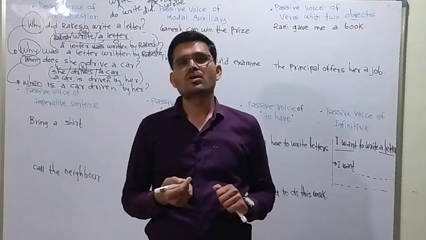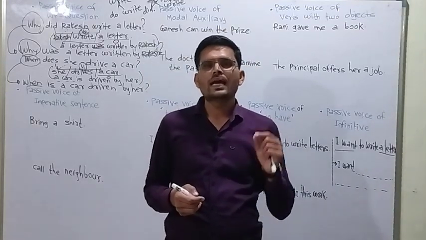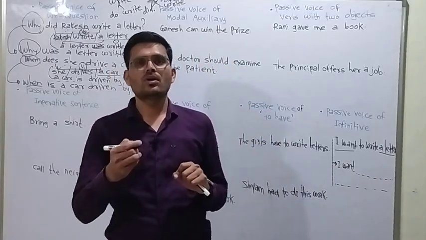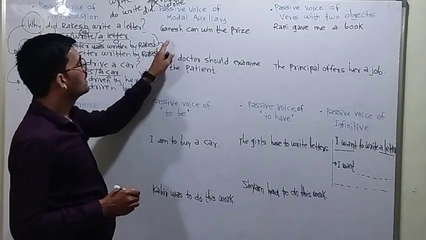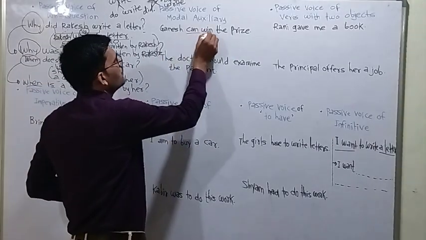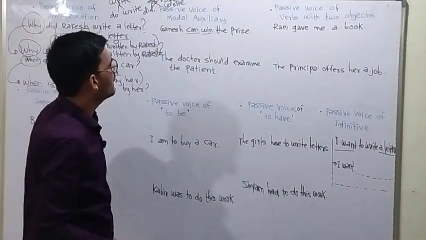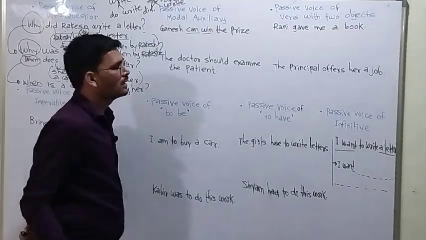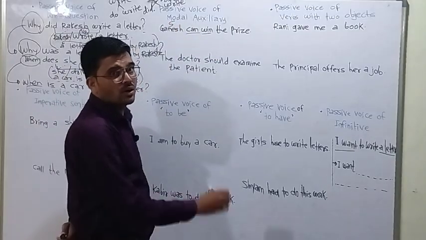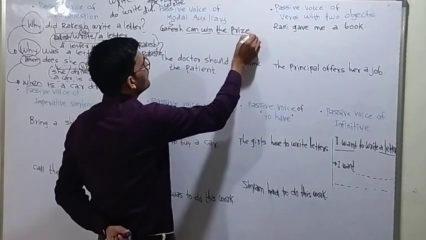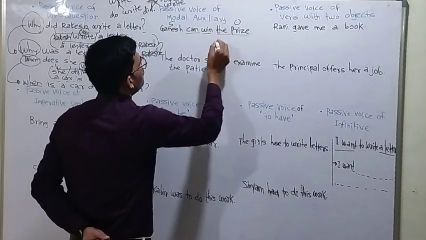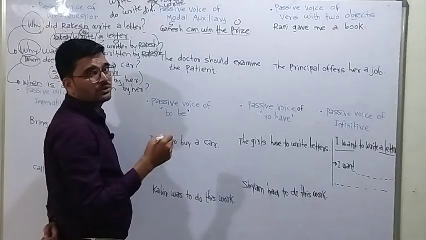These are the types of modal auxiliaries, and we are going to convert active voice into passive voice of a particular type of modal auxiliary. The example is: Ganesh can win the prize. Can plus V1, that is a modal auxiliary. Ganesh is the subject, can win is the verb, and after that is the object. What? Prize. The prize is the object. So we are going to convert active into passive.